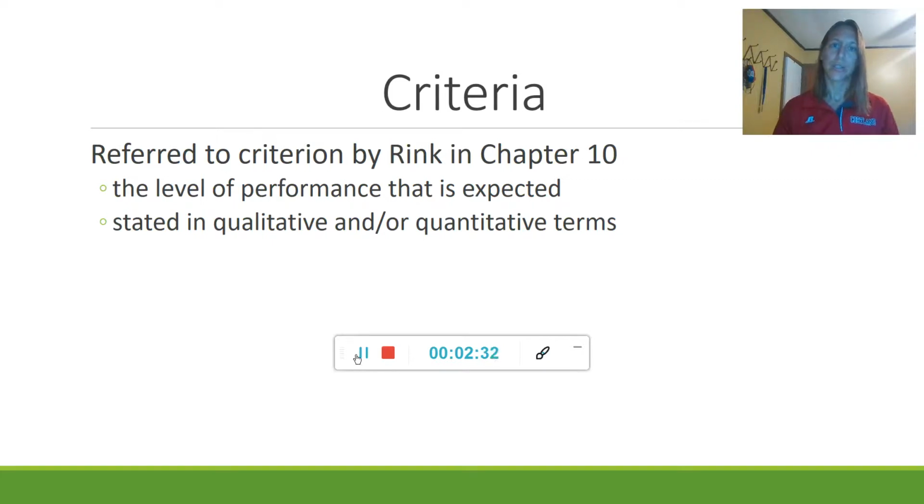And the criteria is the level of performance that's expected. It could be qualitative. So are they doing the skill correctly? Or it could be quantitative. How fast are they doing it? How accurately are they hitting a target? Things like that.